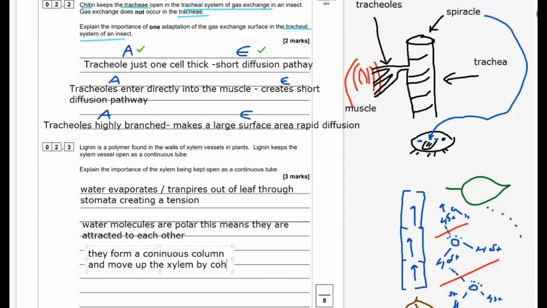And so it's important that the xylem has no end walls and it's free for the water to move. And this is by the theory of cohesion tension. So you're going to get all your marks for these points here. And that's really the end of that question.